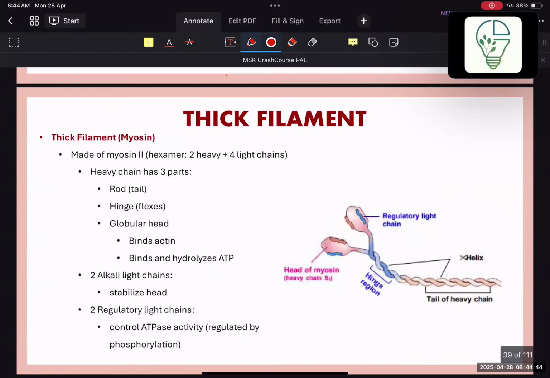Now let's talk about our thick filaments. Our thick filaments are also known as myosin, and they are a hexamer. Hexamer meaning they're made up of 6 components. The heavy chain can be broken down into 3 parts, and this is what our heavy chain looks like.